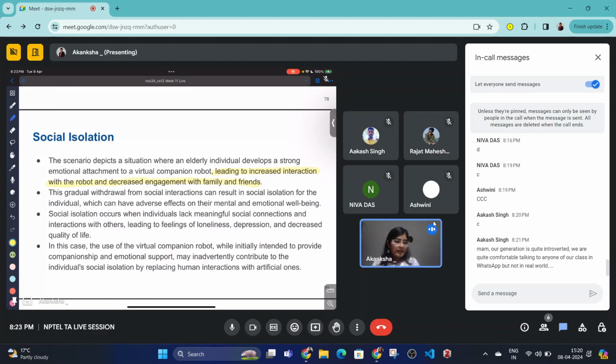So this gradual withdrawal from social interactions can result in social isolation. While initially we intended, through these virtual companionship robots, to provide companionship and emotional support, it can also cause individual social isolation by replacing human interaction with artificial ones. This is a concern. This is a legitimate concern.